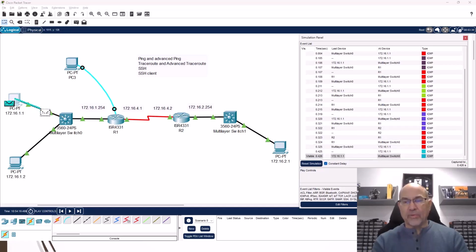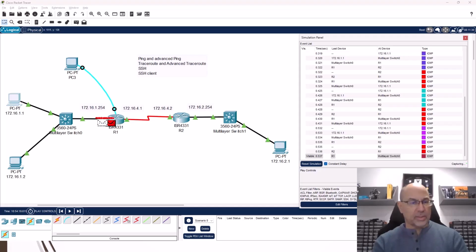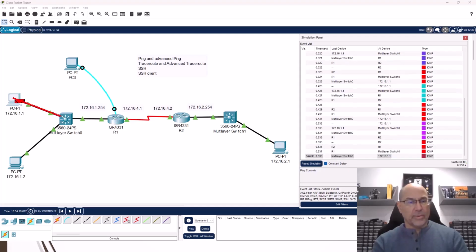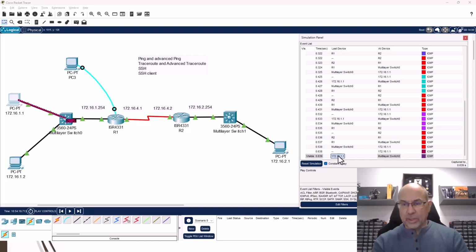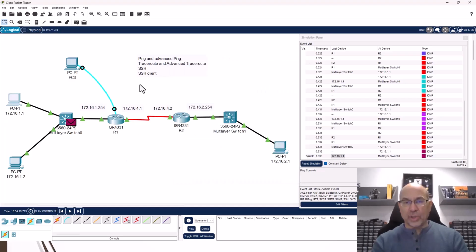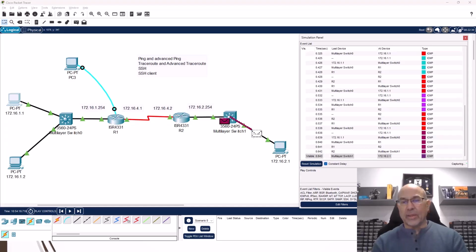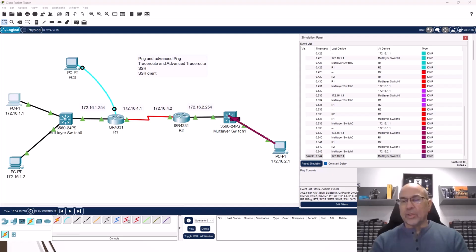So we'll bat this back and forth a couple of times, and at some point we will increment the time to live to 3. And I think this time will be the one. Okay, so let's see what this one has. Time to live of 3. So that means R1 will decrement it to 2, R2 will decrement it to 1, which means it'll get all the way to the destination at this point. And there we have it. So that is how traceroute works.